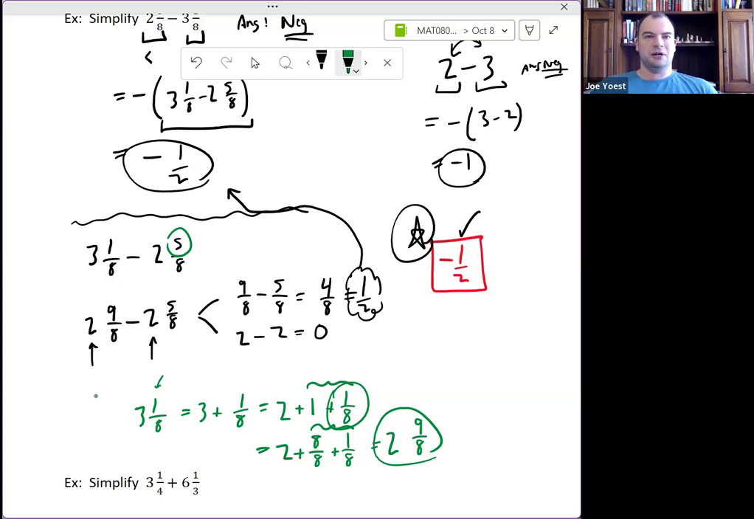Yeah, so we're borrowing from the one to make 8/8, adding to that the 1/8 to make 9/8, and that gives us enough eighths that we can get rid of 5 of them.